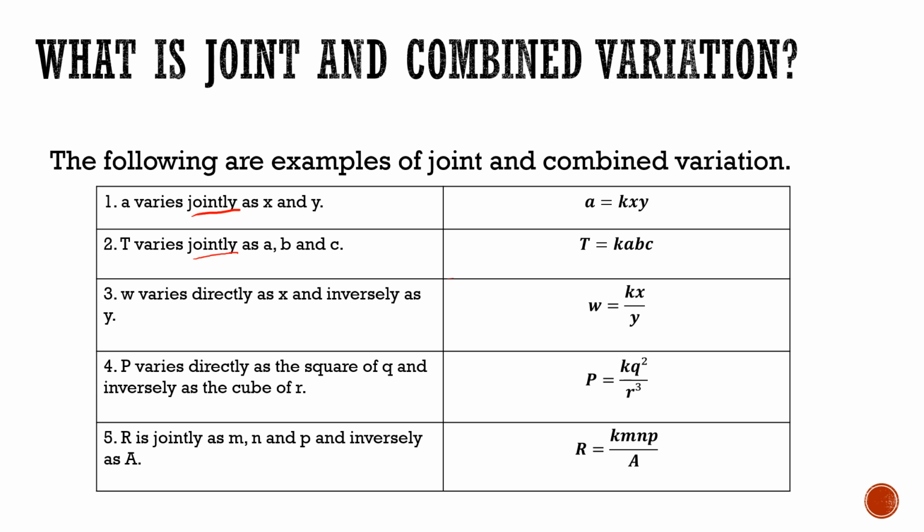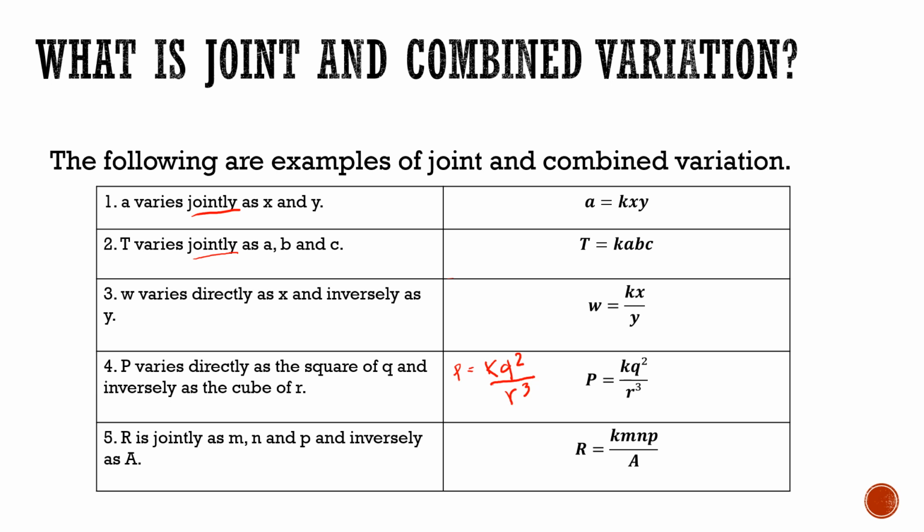Number 4 example, P varies directly as the square of Q and inversely as the cube of R. So this is an example of a direct square variation and an inverse variation. So as P varies directly as the square of Q and inversely as the cube of R, we have P is equal to kQ squared over R cubed.